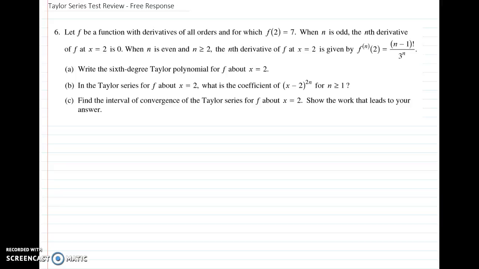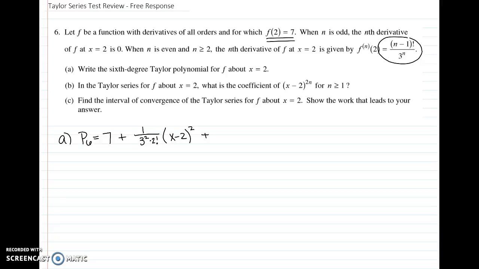So if we want to write out our 6th degree Taylor polynomial, I'm going to call it p sub 6. Our 0th derivative, which is our original function value at 2, is 7. Our first derivative is 0, so that's going to go away. When n is 2, using this formula, we get 2 minus 1 factorial over 3 squared, times x minus 2 squared. And don't forget, because n is 2 here, you're dividing by 2 factorial.